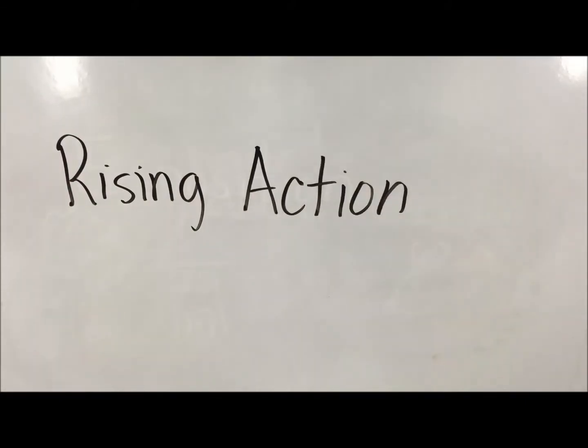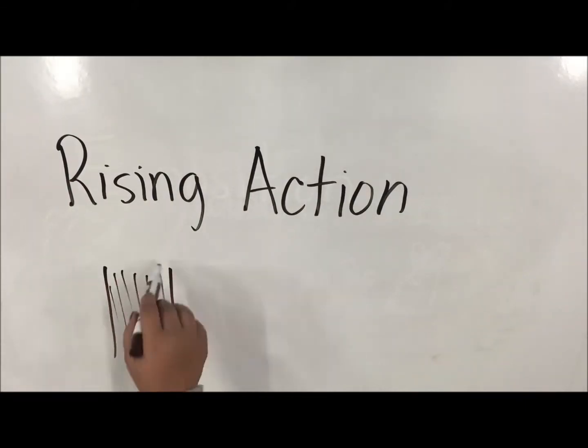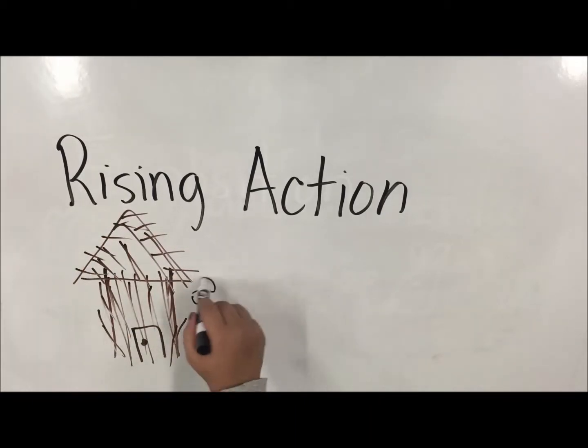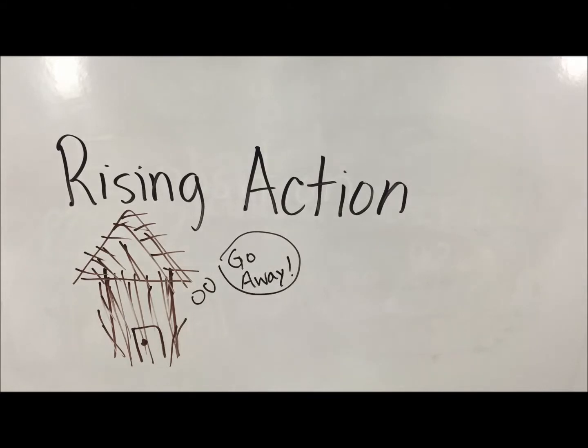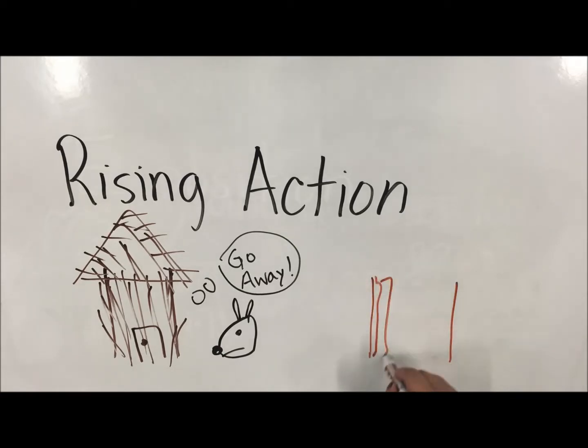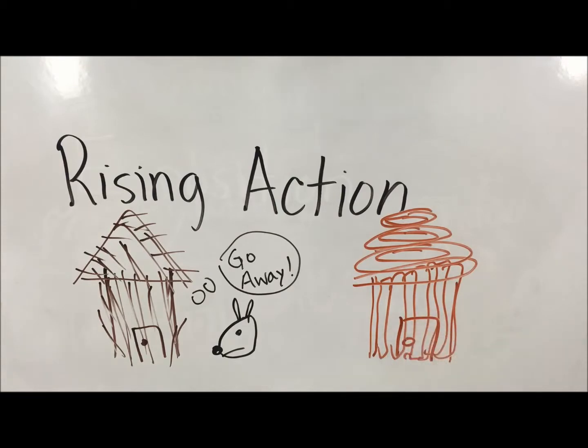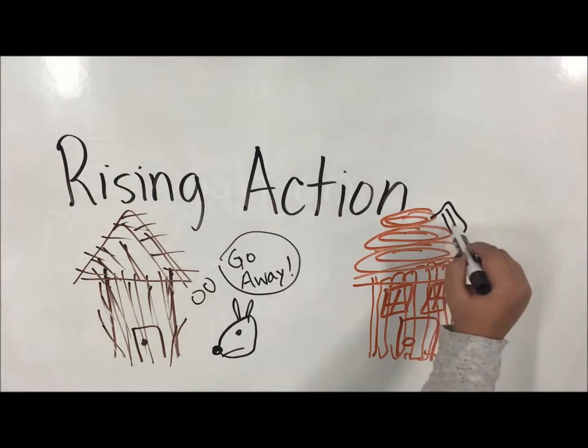Next, we have our rising action. This part of the story begins to develop the conflict. A building of interest or suspense usually occurs. So at this time in the story, this is where the Big Bad Wolf meets its first little pig in the straw house.